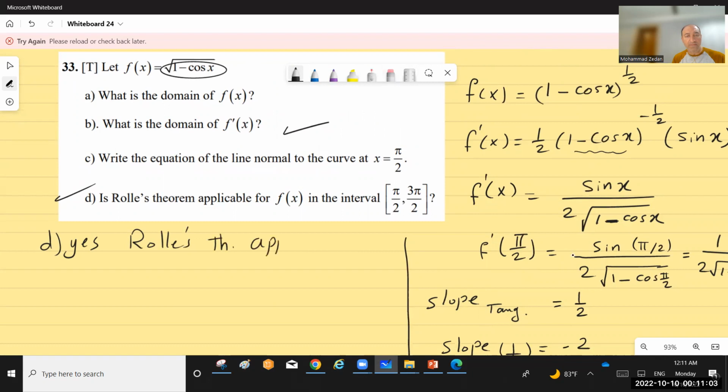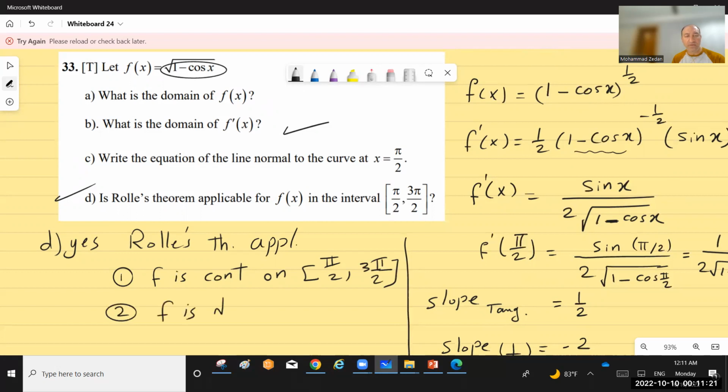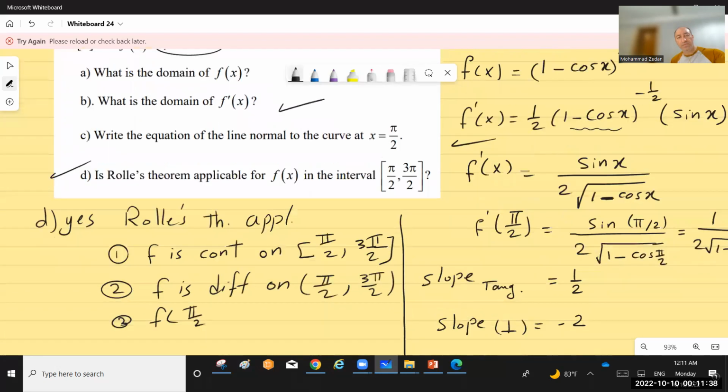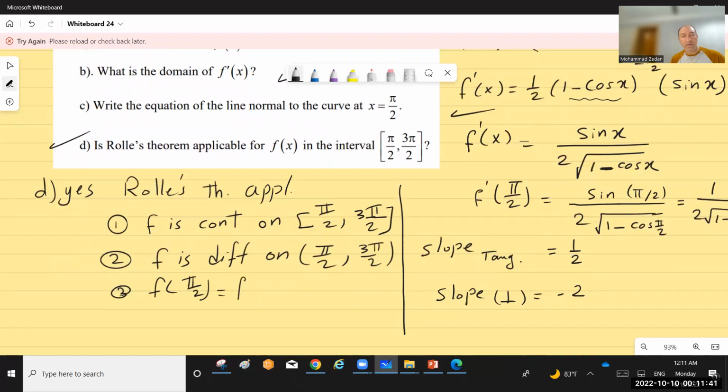Rolle's theorem is applicable here because number 1, f is continuous on the interval pi over 2 and 3 pi over 2. Number 2, f is differentiable, I found the derivative here, on the open interval pi over 2 and 3 pi over 2. And number 3, the third condition, f of pi over 2 is equal to f of 3 pi over 2. Each of them is equal to 1.